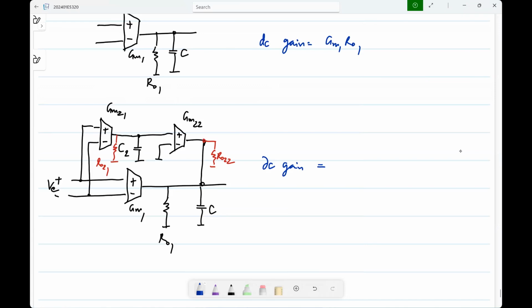Yeah. How would we go about evaluating this? What are you going to evaluate? What is it? Right. So what is that? What resistance do you have at the output? RO1 and RO22 are in parallel, and you want to find out how much current is going through that.